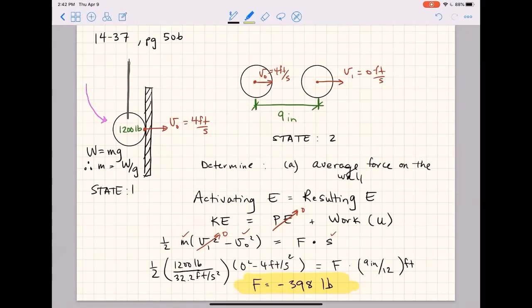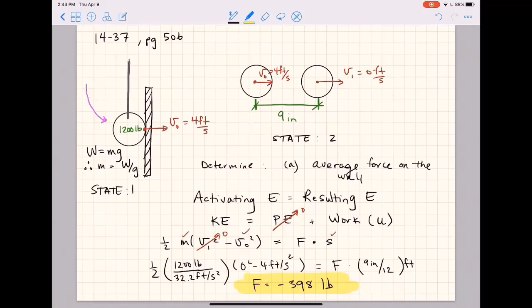Okay, that might be a bit confusing because you say, well, wait a second, that negative 398 pounds, how could it be going to the left? This is the average force on the wall. True, but all of this has to do with the ball, not the wall. And so the force acting on the ball is negative 398 pounds, because that would be Newton's third law. For every force or action, there is an equal and opposite force reaction, right?